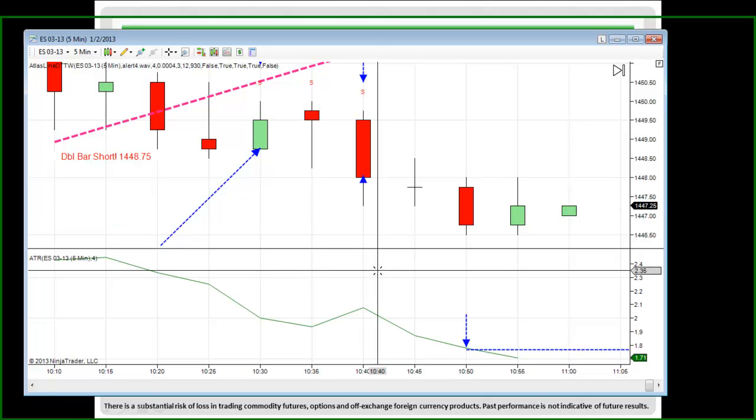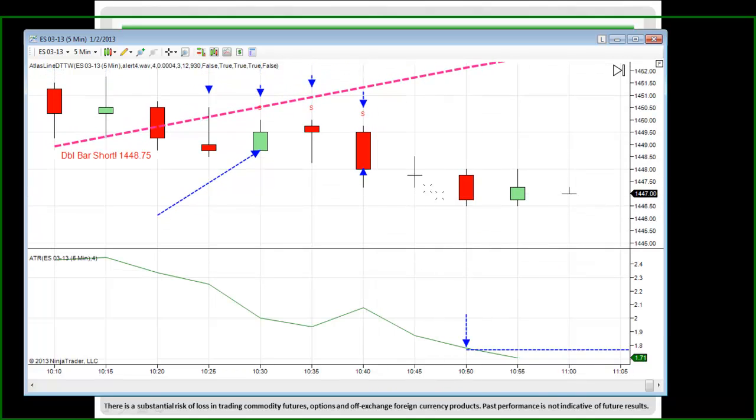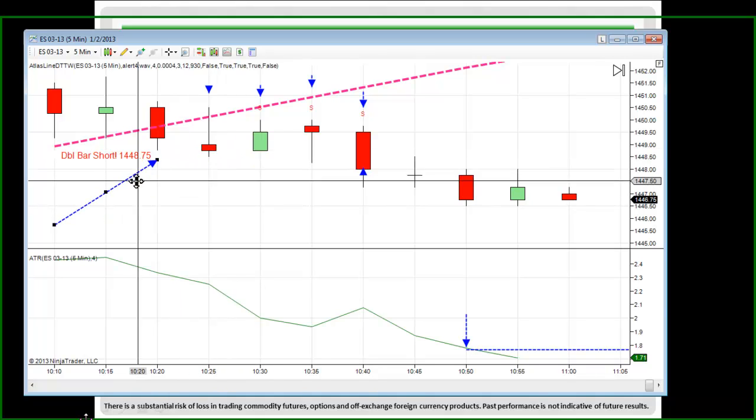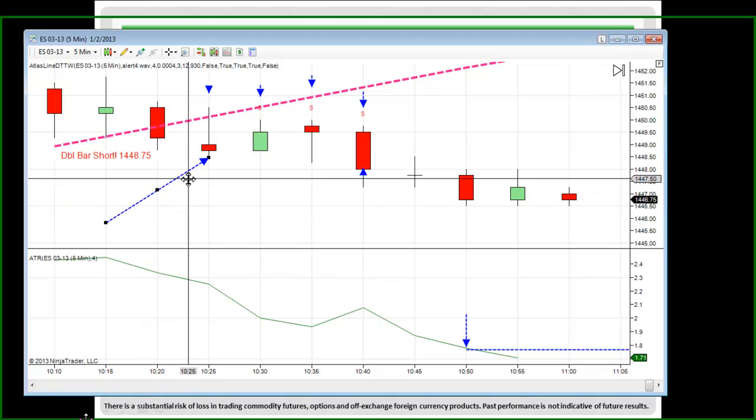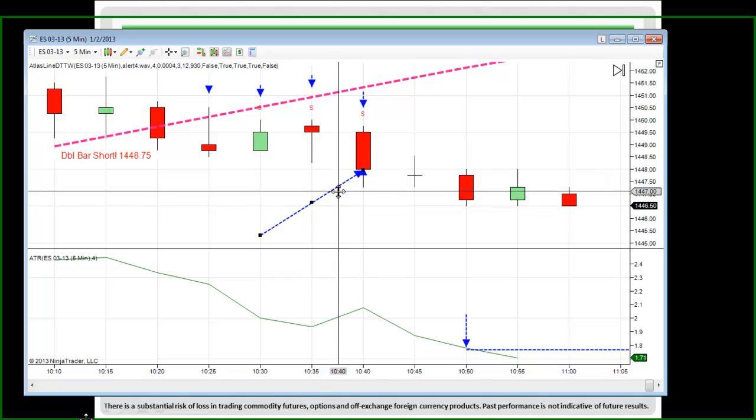Yeah, 1448 is the close of this candle. That's my short entry, 1448. Mohammed, to answer your question, when do you enter? As soon as this candle closes, this is the entry. It's the closing price. You're short. As soon as this candle closes, you're short.